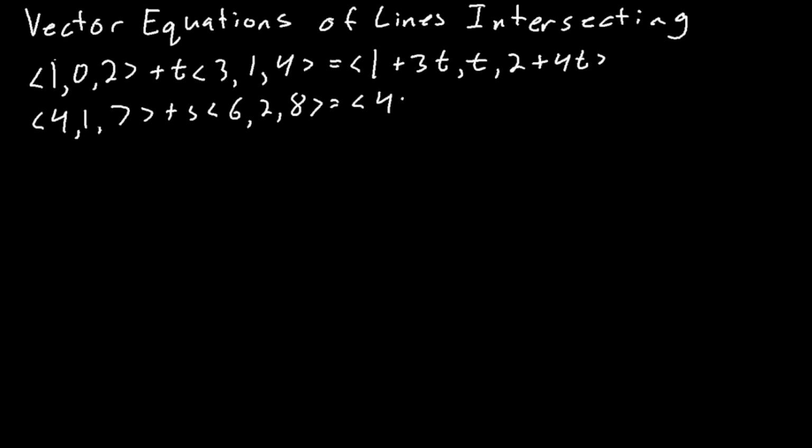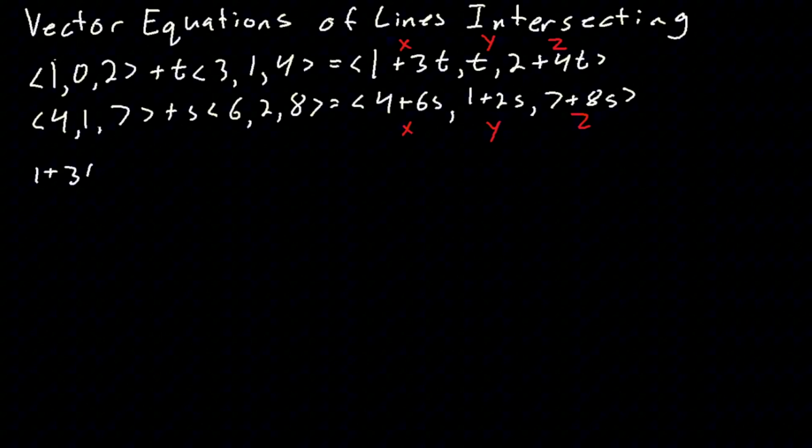This is equal to 4 plus 6s, 1 plus 2s, and 7 plus 8s. Okay, I'm going to label the corresponding coordinate representations for each of these functions. And let's just set, again, assume x and y are the same. So we set them equal to each other. Sorry, this is 4. It's supposed to be 4 plus 6s. And t is equal to 1 plus 2s.